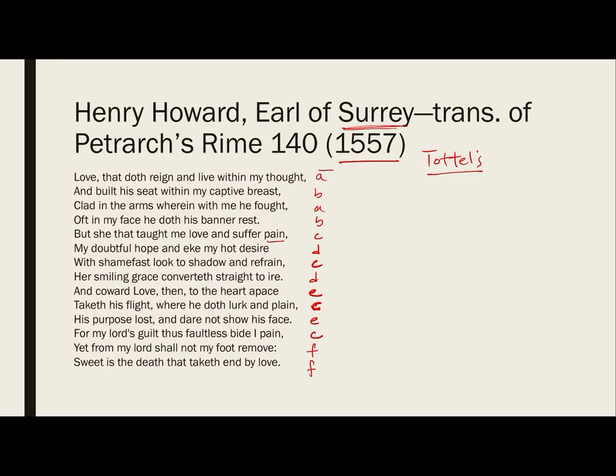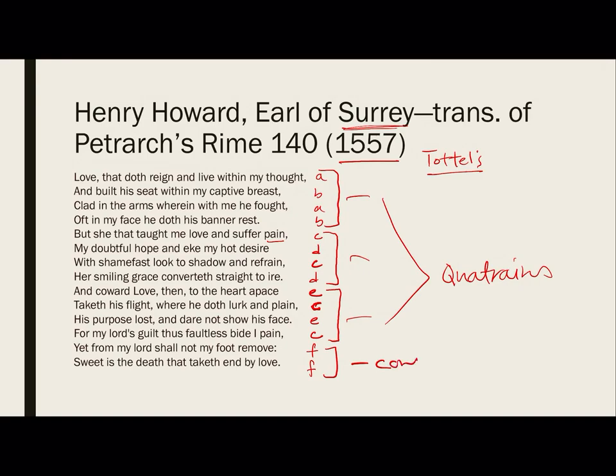All right, so you can see that Surrey is working not with an octave and a sestet, but with three 4-line stanzas called quatrains, and with a 2-line stanza, right, called a couplet. This is the basic format of the English sonnet, which Surrey invented, okay? Now, in a typical English sonnet, you would get E, F rather than E, C, and then G, G in the couplet.